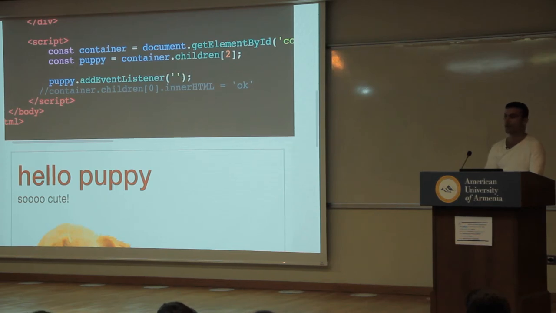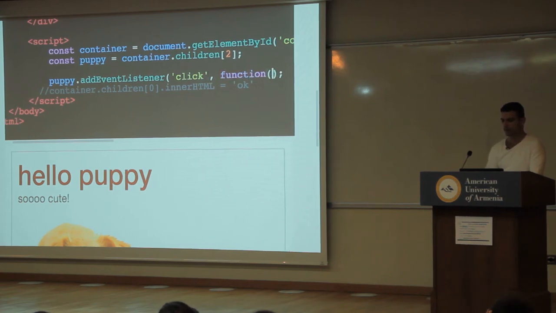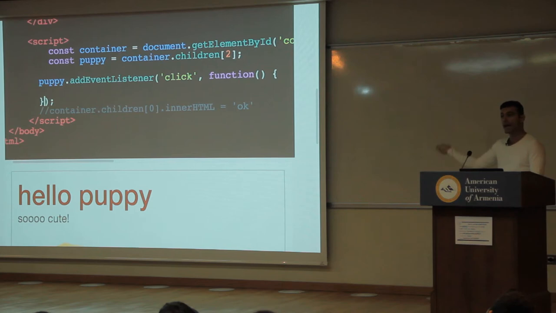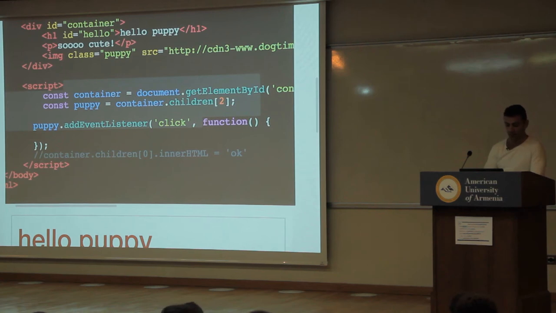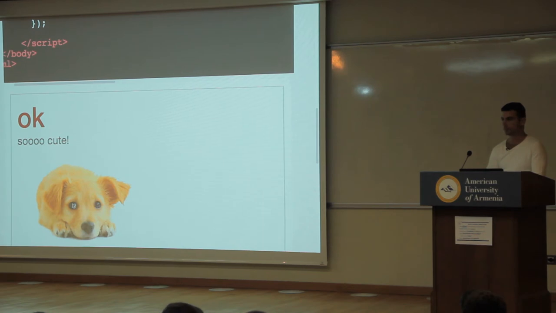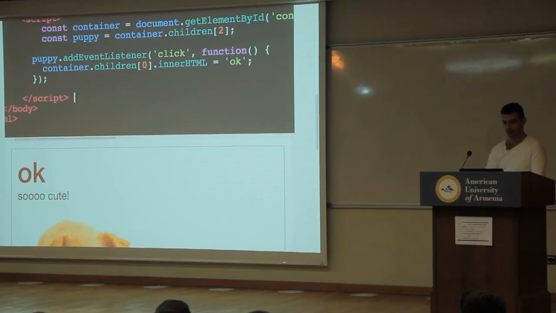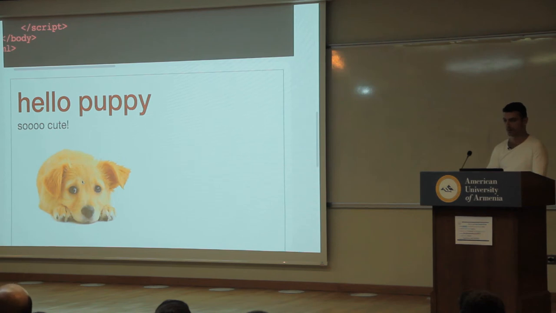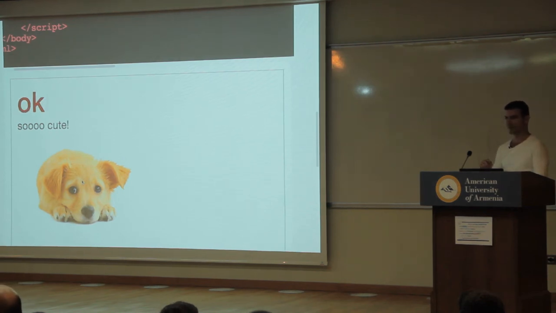Here we give the name of the event we want. Why don't we do click? And here we specify a function that will get called when that happens. Make sense? So whenever a click event happens on the puppy, this function will be called. And now let's change this to okay. And now let's click on the puppy. You see it? Let's do it again. I'm going to click on the puppy.